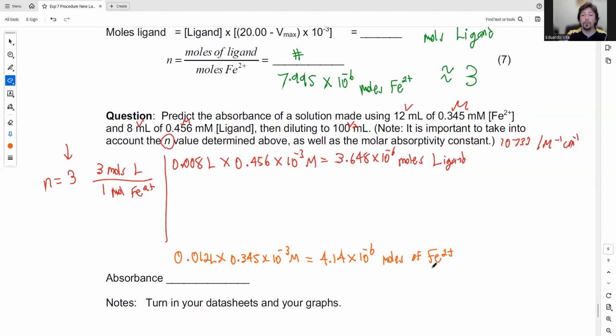Now I have to figure out which of the two is the limiting reagent. Well, let's go ahead and start with the ligand. So this number right here, let me go back to red. 3.648 times 10 to the minus 6 divided by x, which is going to be our moles of Fe hypothetical, is equal to roughly 3. Well, if we solve for that, my x is going to be 1.216 times 10 to the minus 6 moles of Fe2 plus needed.